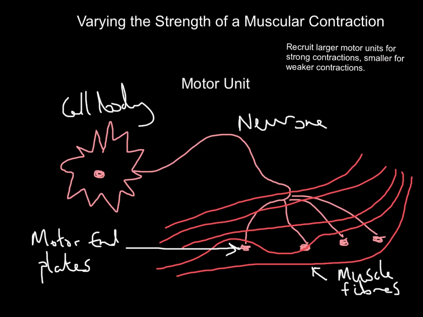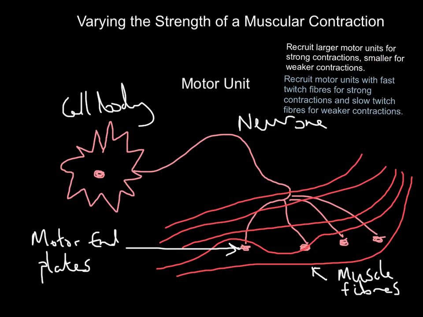What's another way? I can send impulses from cell bodies down motor neurons to muscle fibres that are fast twitch fibres if I want a strong contraction, or slow twitch fibres for a weaker contraction. What do we know about muscle fibre types? Fast twitch fibres are twice as thick as slow twitch fibres. If they're twice as thick, they will produce more force when they contract. So if I recruit a motor unit which has fast twitch fibres at the end of it, that will allow me to produce a stronger contraction.